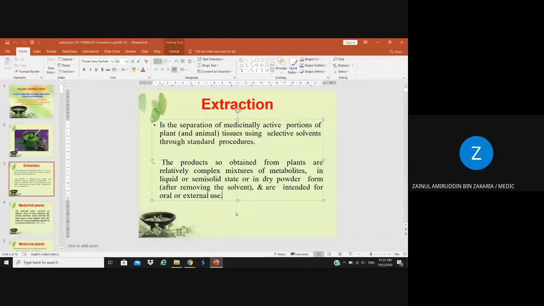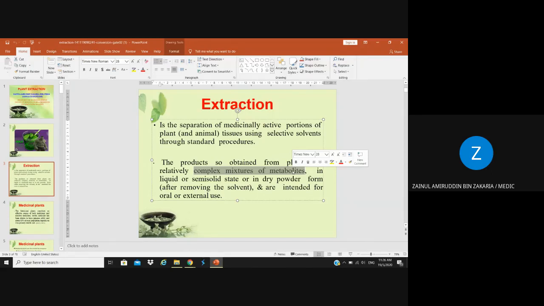Okay, the product. So when you do extraction, what you will get is, let's say you put a sachet of tea, a tea bag, in a cup of water, then you see something brownish come out into the water, right? So that is actually a complex mixture of metabolites, a complex mixture of bioactive compounds. Okay. So what you drink, let's say you drink a tea, it is a mixture of compounds that goes into your body.